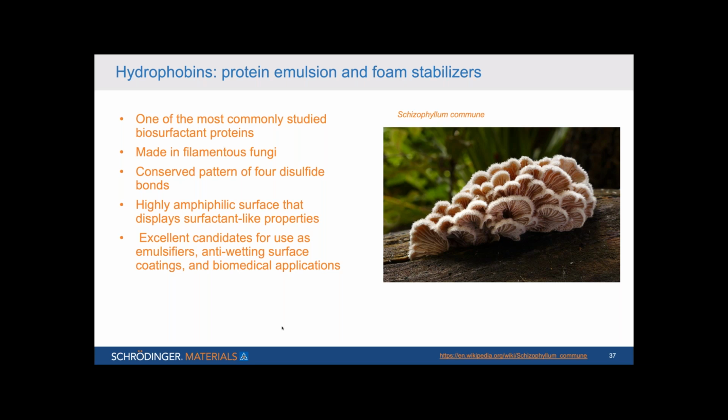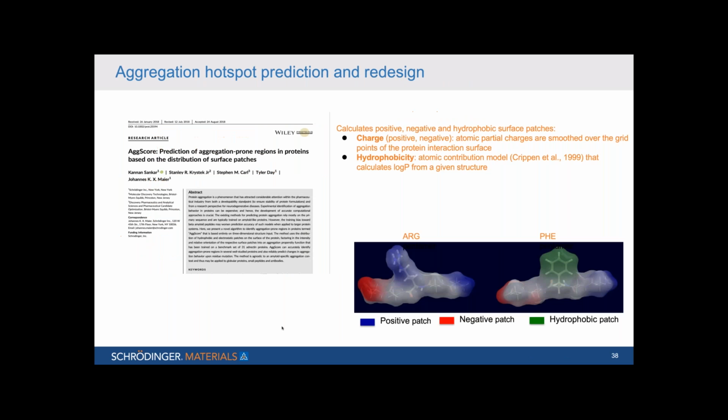There's tons and tons. Pharmaceutical side, consumer packaged goods side. Know that they have a highly amphiphilic surface. They display surfactant-like properties. And they are used in some cases for emulsifiers, anti-wetting surface coatings, and then a ton of biomedical applications. These could be an alternative, as opposed to traditional amphiphilic surfactant molecules.